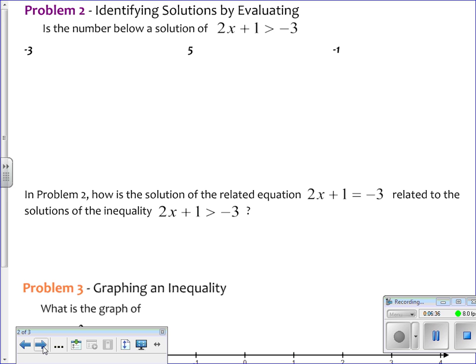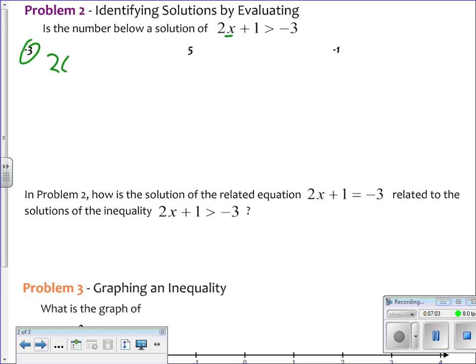Is the number below a solution of 2x plus 1 is greater than -3? Here's what this one's asking you. I plug in those numbers and see if I have a true statement or not. That's the idea. So I take -3 and I put it in here for x.